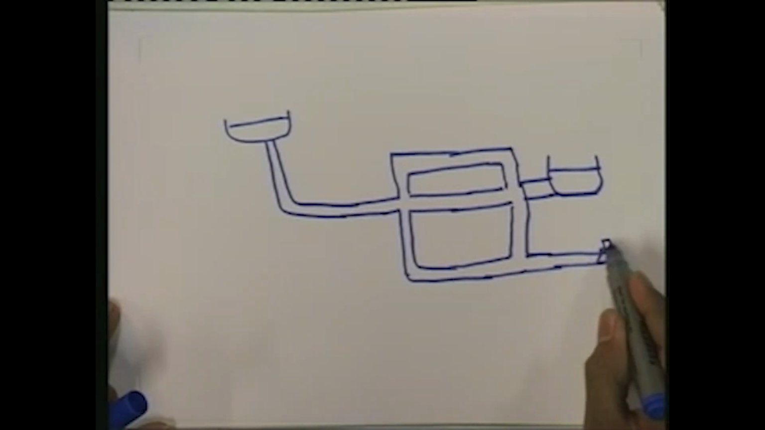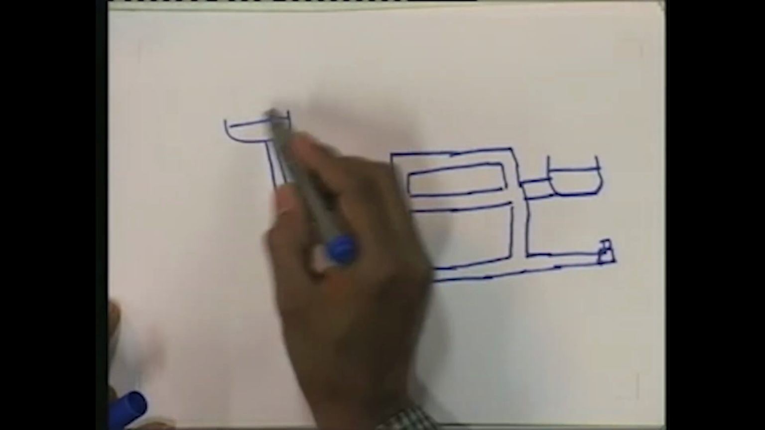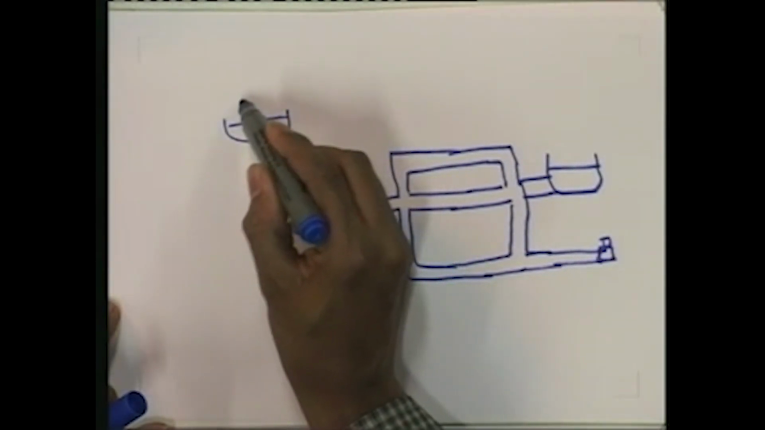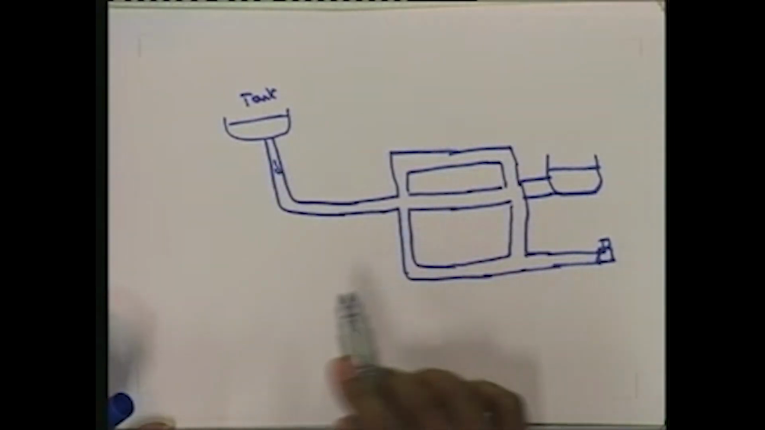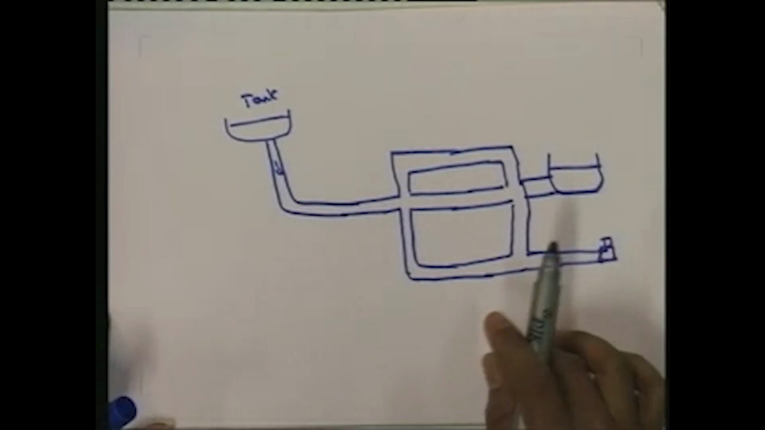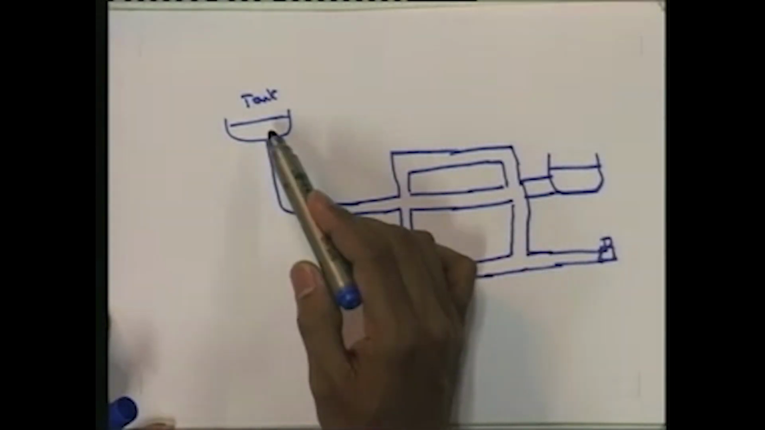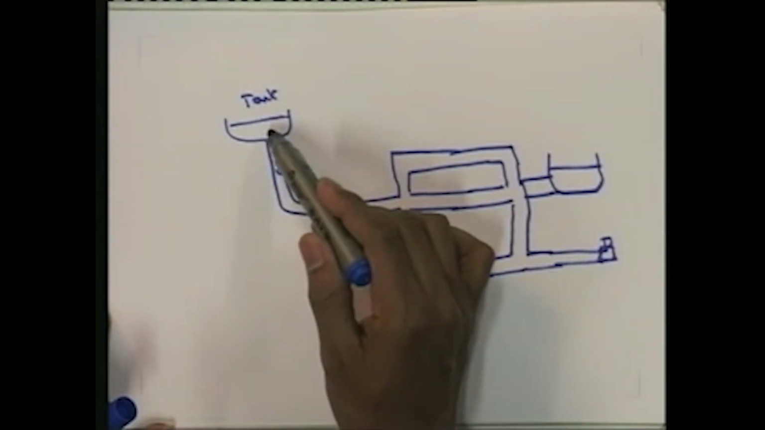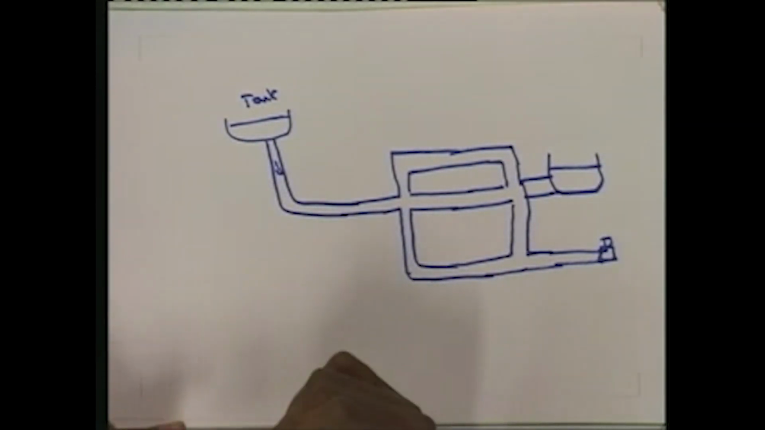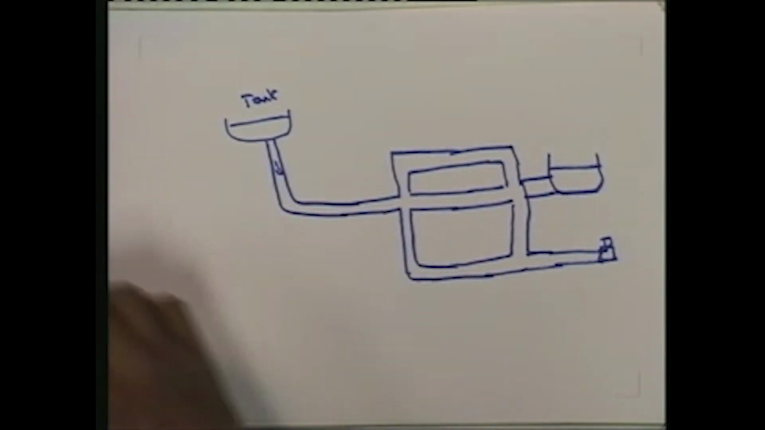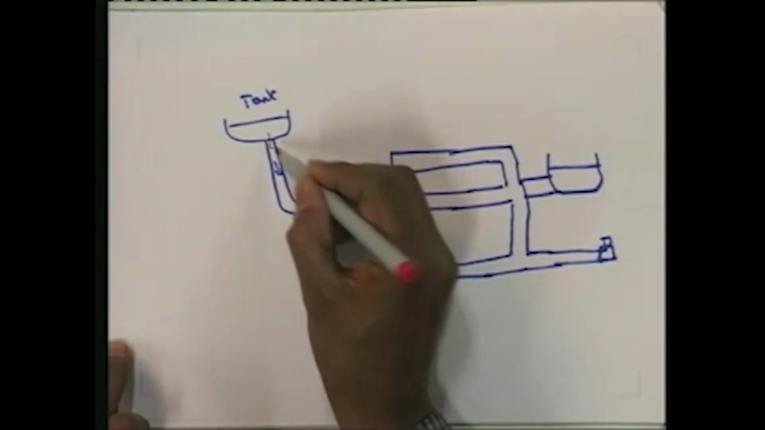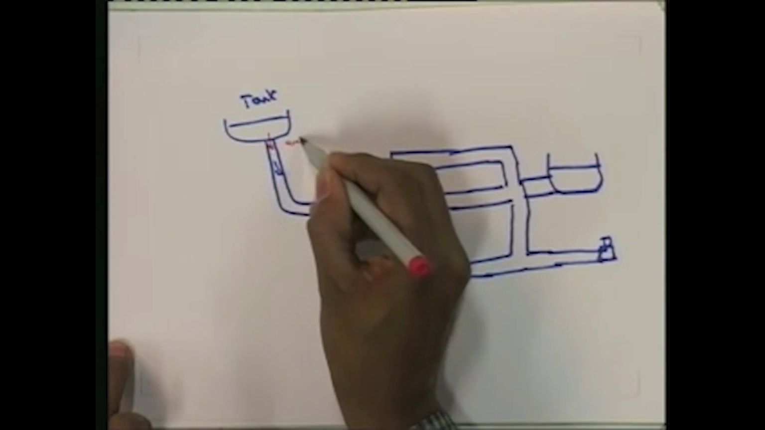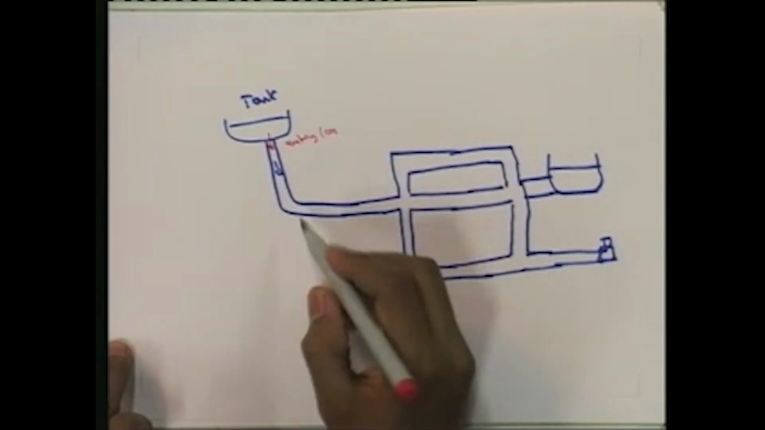So, you can see here various connections, and say if this is the tank or reservoir, from here the flow takes place. In such a system, when the water enters from the tank to the pipe, there is an entry loss. So, here you can see that there is an entry loss.